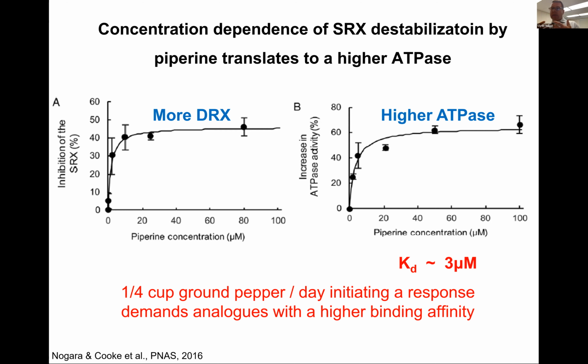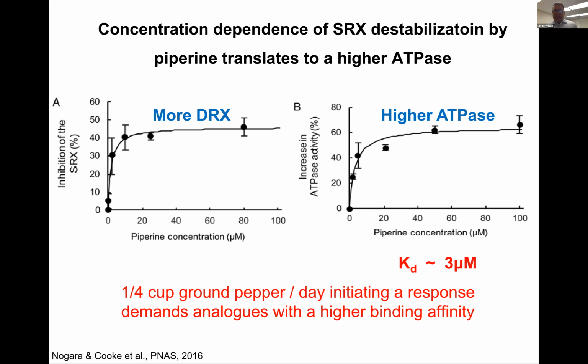So the higher ATPase or calorie burning rate incurred by Hipporine is due to the destabilization of the superrelaxed state into the disordered relaxed state. So where you're parked to where your car is idling. But with such a low KD or binding affinity, it would take 1/4 of a cup of ground pepper per day just to initiate a response.